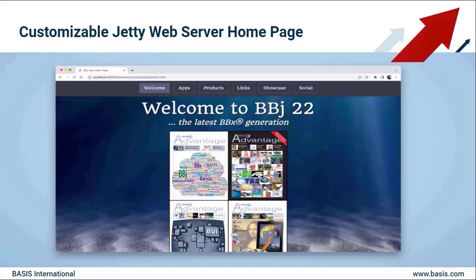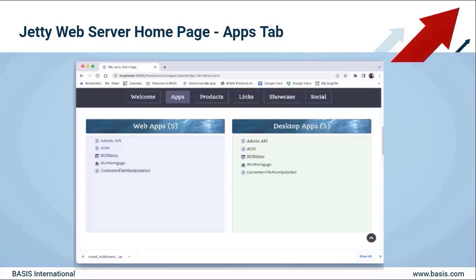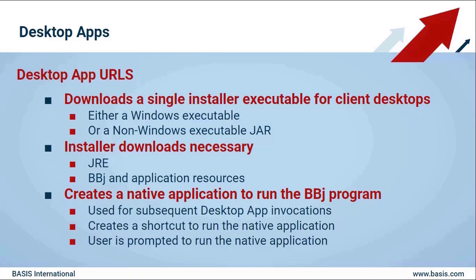If you're using HTTPS, then it's localhost 8888 443, and that'll direct you to the home page. And then if you click on the apps, the second button up there on the top, it'll show you all your web apps on the left, which are either the BUI or DWC, and your desktop apps on the right. With desktop app URLs, it downloads a single installer executable for client desktops.